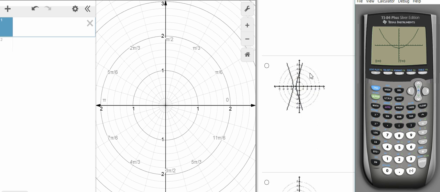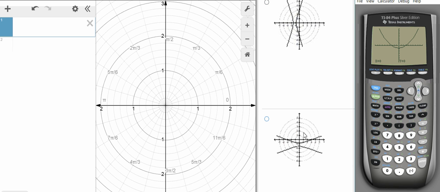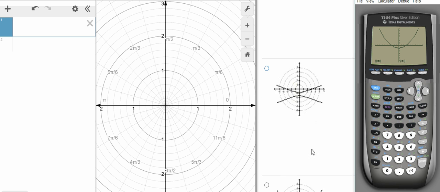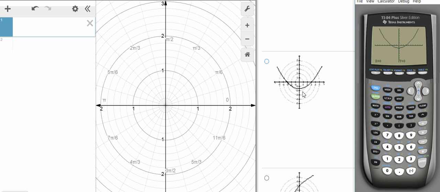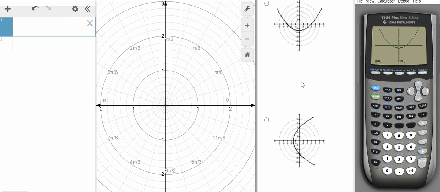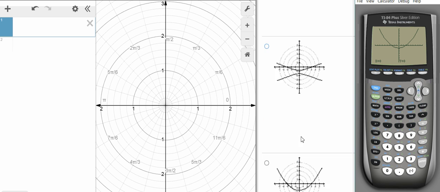And then down here, that's a hyperbola, and the hyperbola is in a horizontal way. This one sounds right, and this one is a parabola, but the open direction is to the right. So that would be this one.